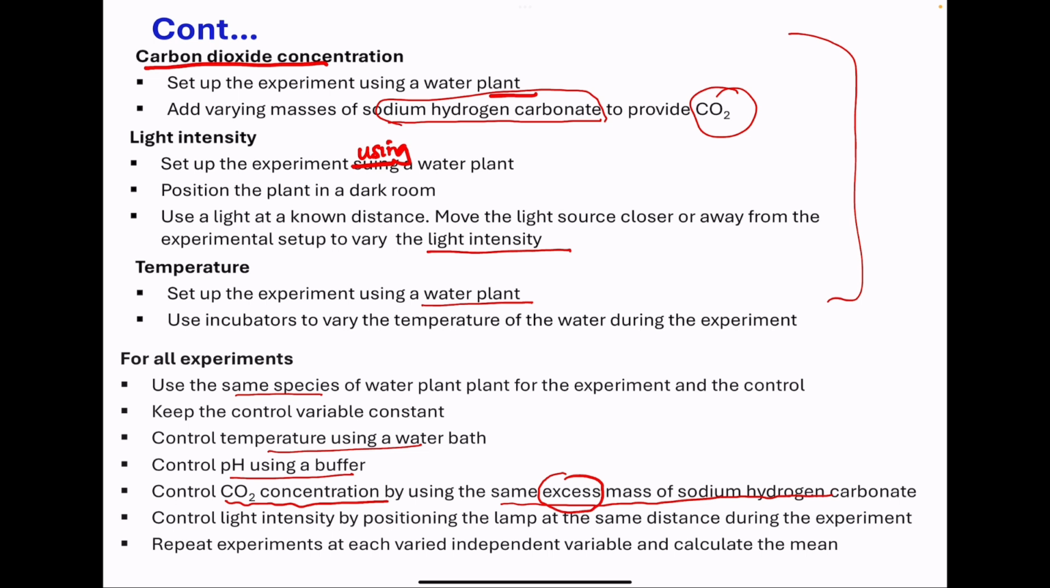When you're studying the effect of another factor like light intensity, we got to make sure the CO2 concentration is enough so that it doesn't limit the rate, so we have to use it in excess, but for all experiments, it has to be the same. Then if you're studying, let's say, effect of temperature and effect of carbon dioxide concentration, it means the light intensity has to be controlled. We're going to control this by positioning the lamp at the same distance during the experiment. I'm talking about the same distance from the experimental setup. And while doing these experiments, we have to repeat every experiment at each varied independent variable and calculate the mean in order to put the results in a table and interpret them.